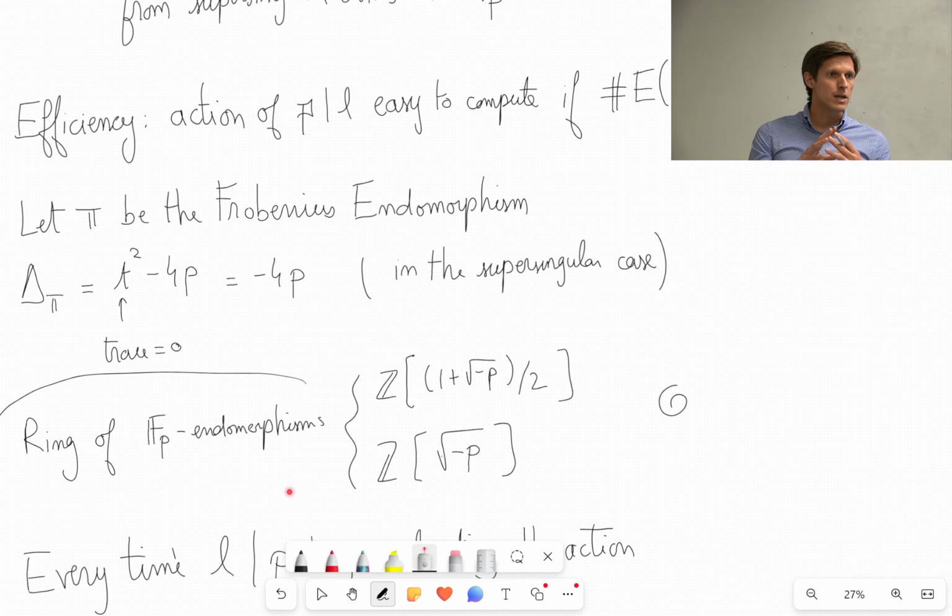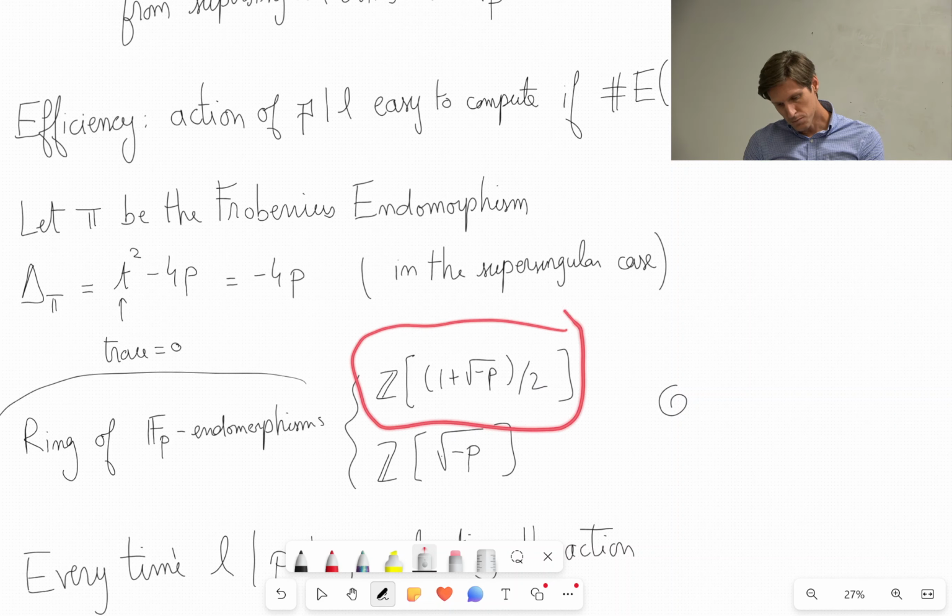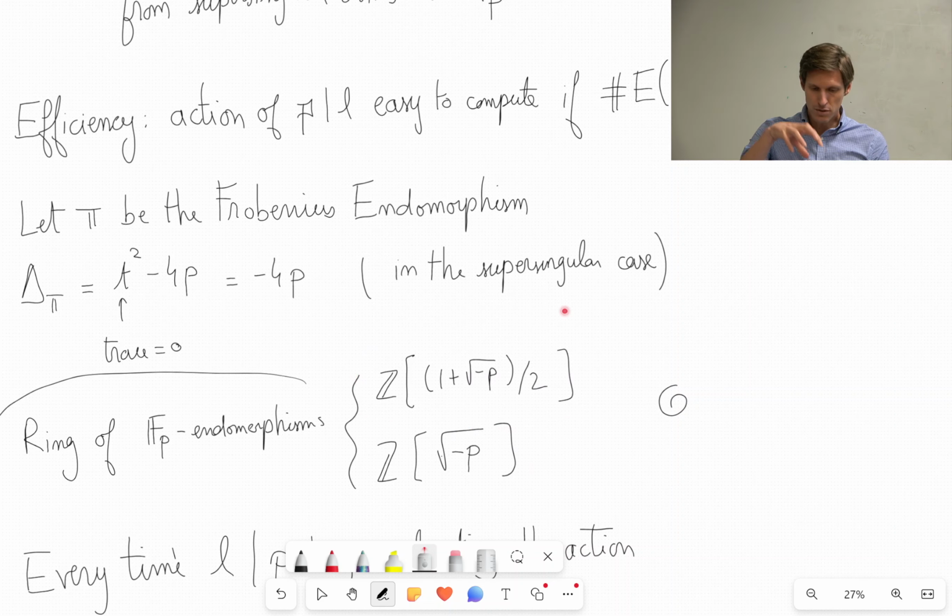So remember the ring of endomorphisms of the supersingular curve, it's this bizarre object that lives in quaternion algebras, and nobody wants to work with that. But if you're looking at F_p endomorphisms, these ones are smaller, right? Those rings are quadratic orders. So they're rings of dimension 2, I mean, orders of rank 2. And the ring of F_p endomorphisms could be just one of two things, okay?